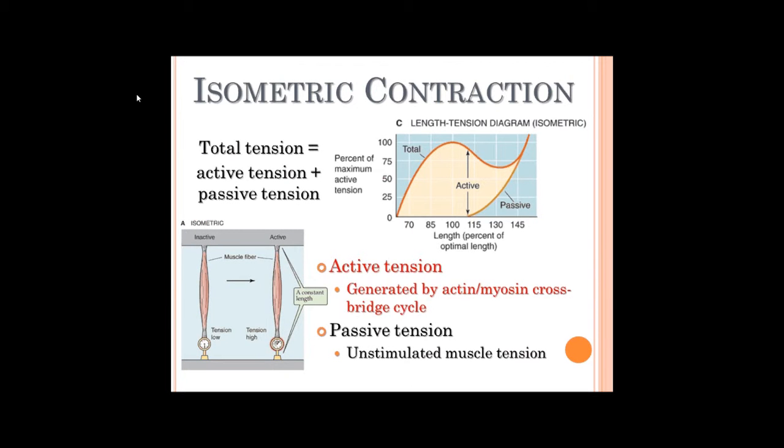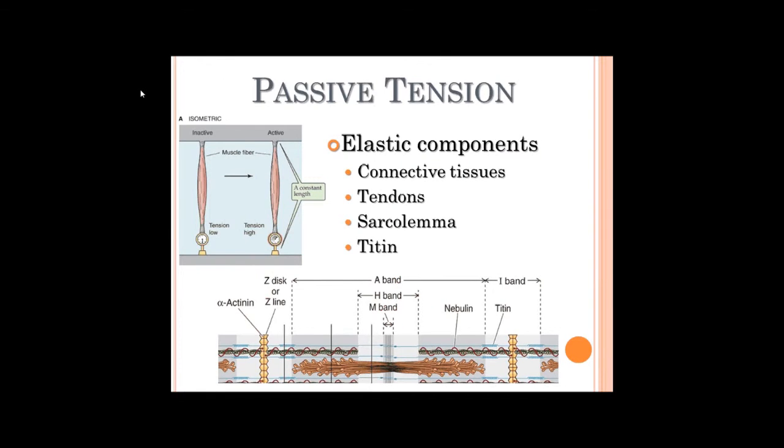And when we measure isometric contraction, we must be aware that the total tension that's measured actually has components of both active and passive tension. In active tension, as we've seen in previous instructional videos, the tension is generated by the actin-myosin cross-bridge cycles. This occurs during active muscle stimulation. Passive tension, on the other hand, is the tension generated by the muscle fibers when the muscle is not in active stimulation. Now that we already know how active tension is generated by the actin-myosin cross-bridge cycles, let's take a closer look at how passive tension is generated.